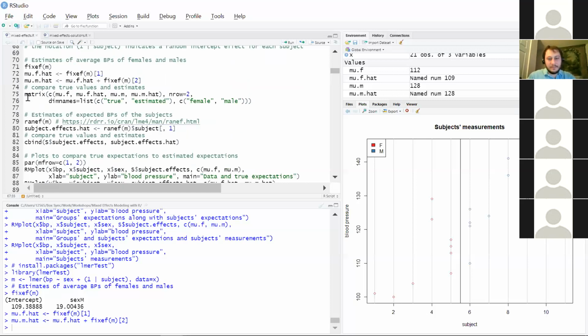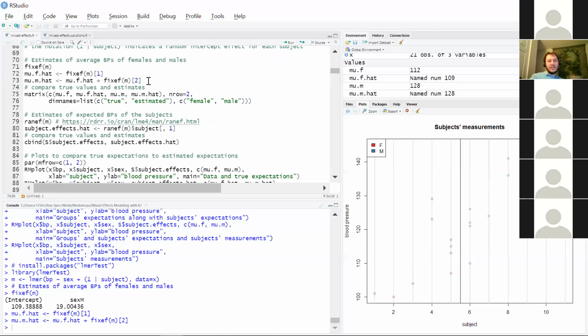One final question in the chat box is, so in this case, we assumed that females and males have the same variance. What if they don't? Well, you can do that too. And that's a really good question. I don't know off the top of my head how to do that, but you can do that.